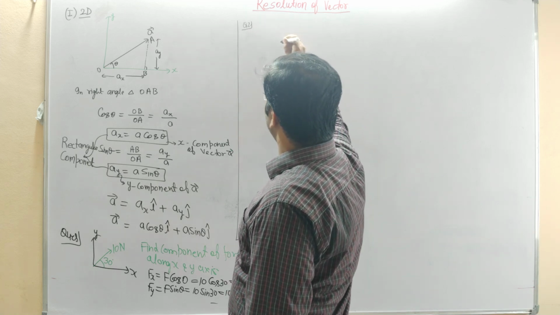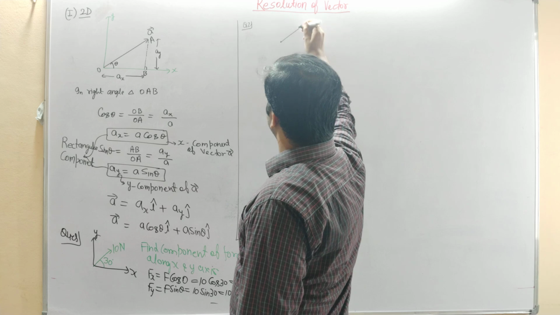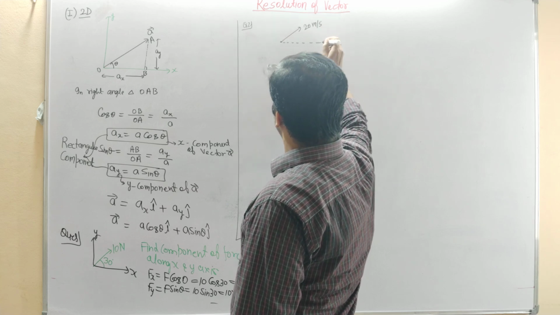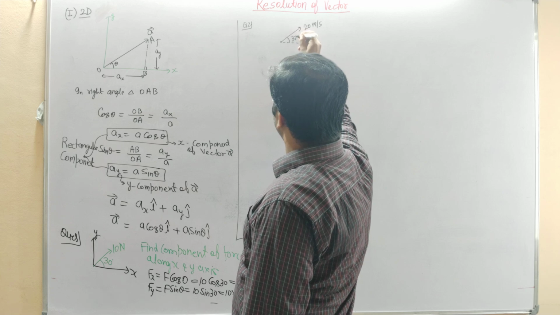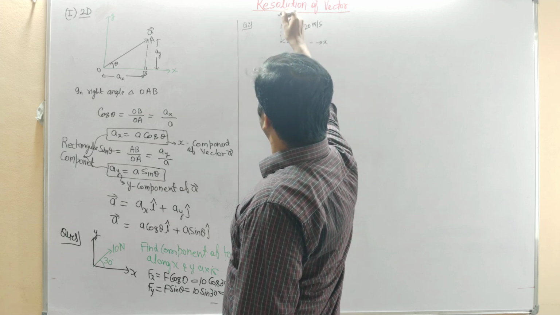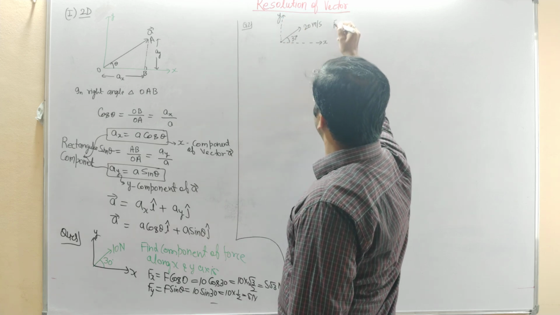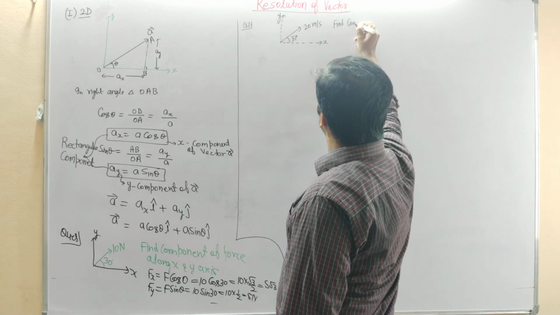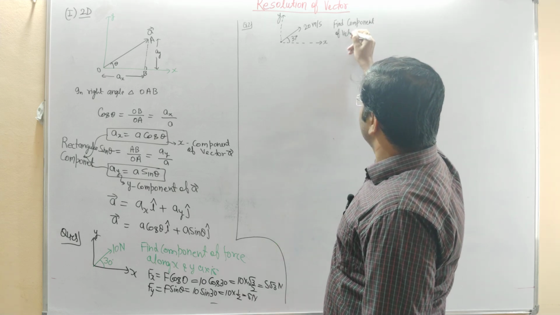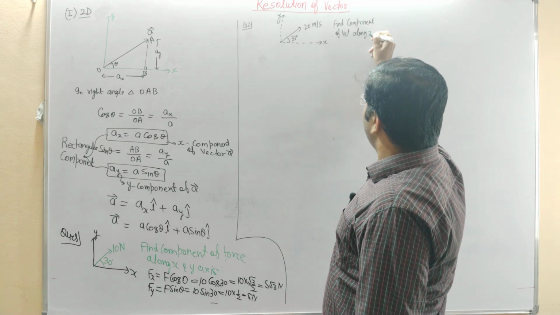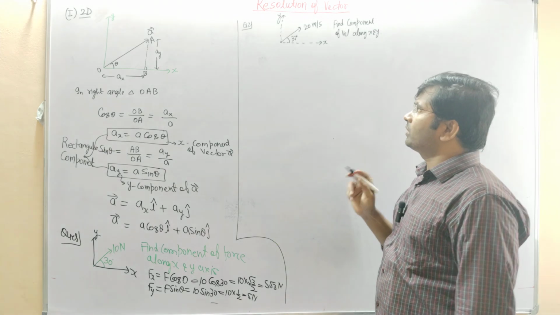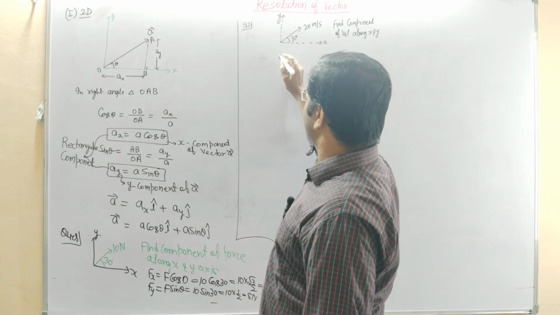I'm saying there is a particle which is moving, let's take here, with 20 meter per second, and this particle makes angle 37 degree with x-axis and this is y-axis. Find the component of velocity along x and y. So along x and y, what is the component of this velocity? So we can resolve here.